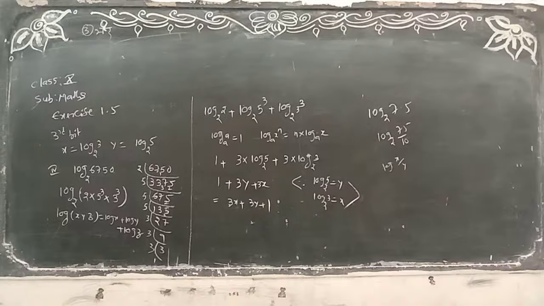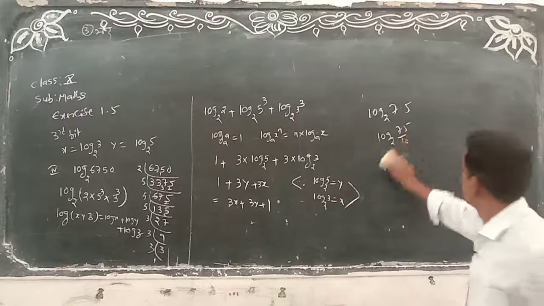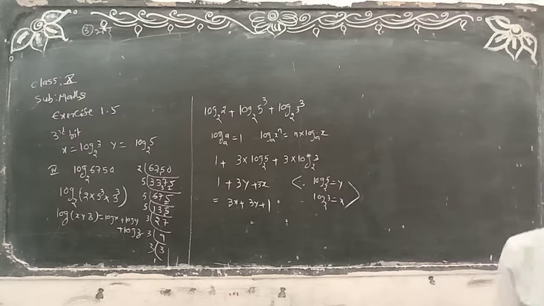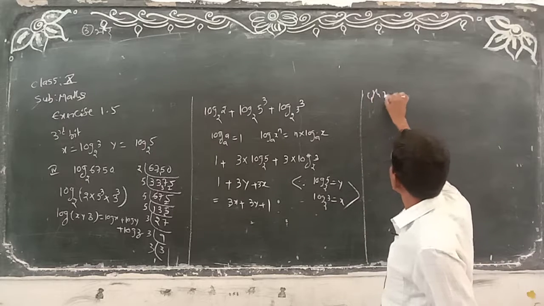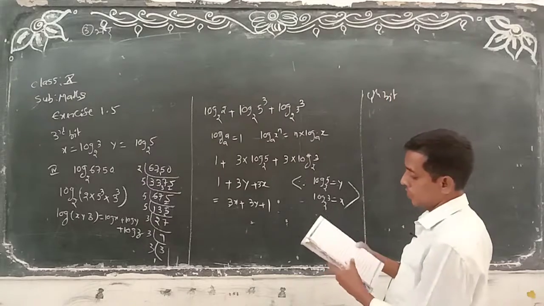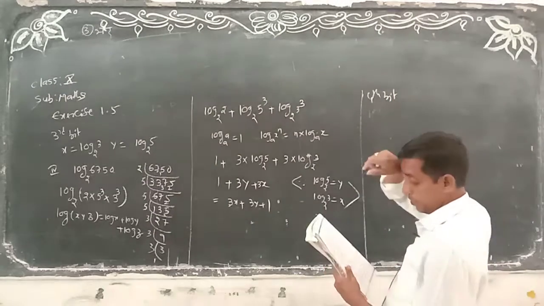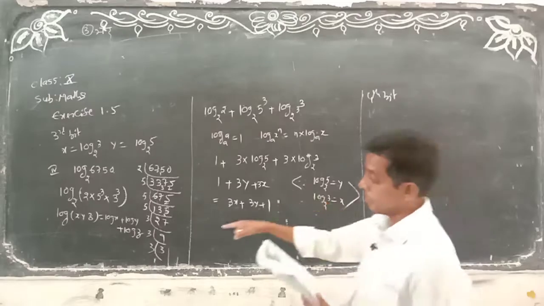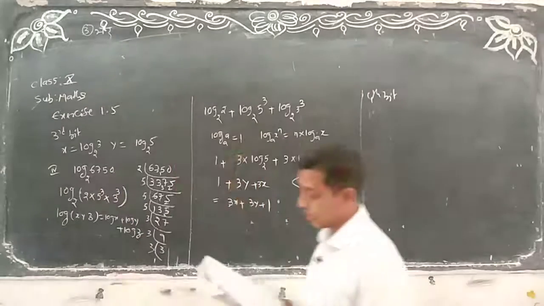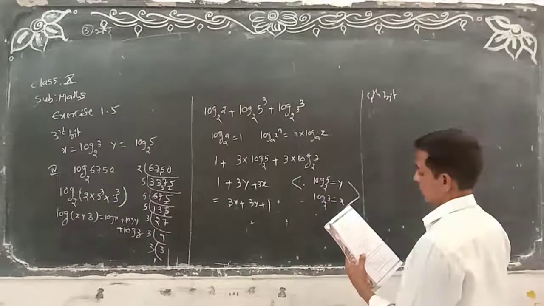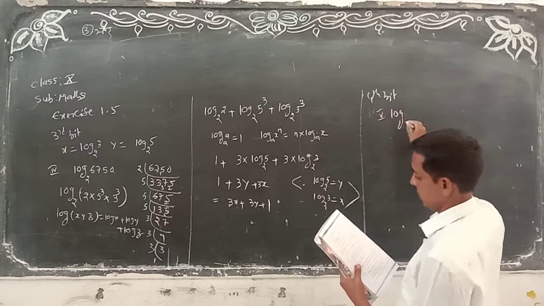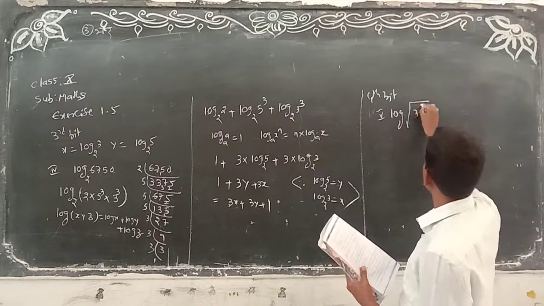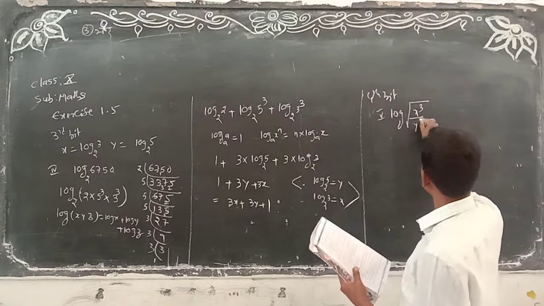Sir, how will we do the fourth bit, sir? Fourth bit, look here. Which one will I say is the fourth bit? Third is the same, like that on x, y, z. Apply the formula. Okay? So I will say the fifth one: log of root x cube by y square.